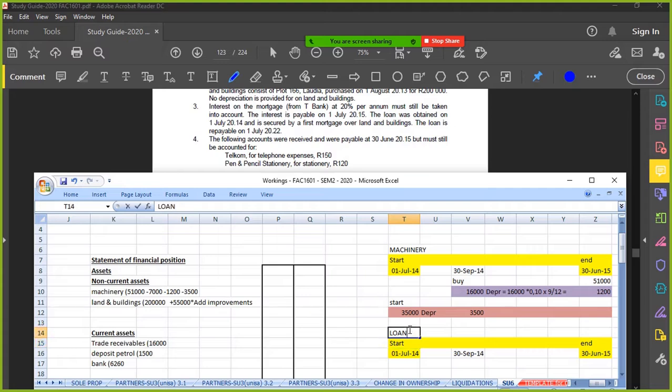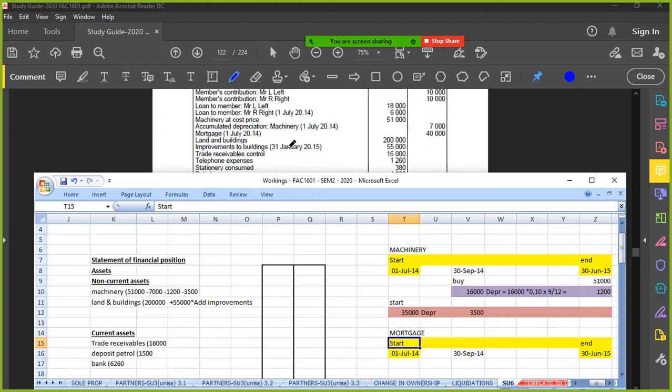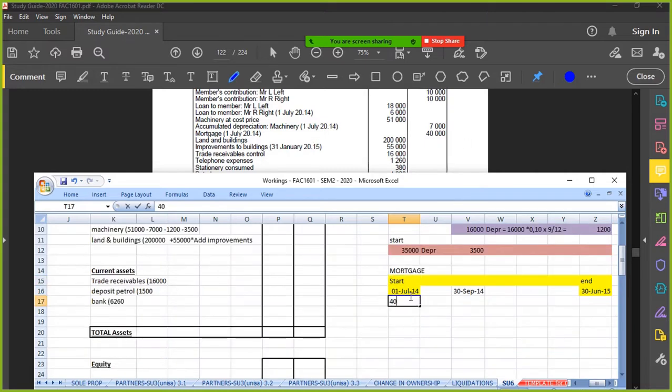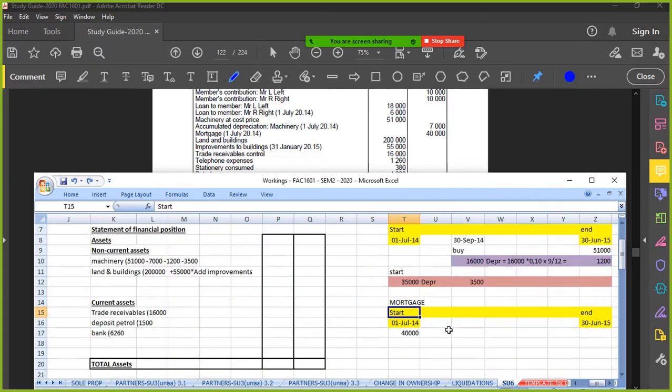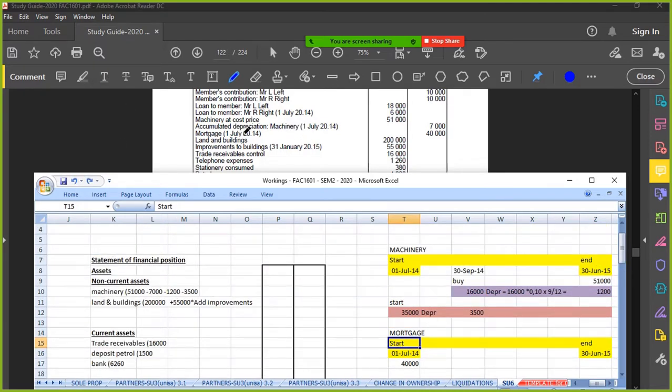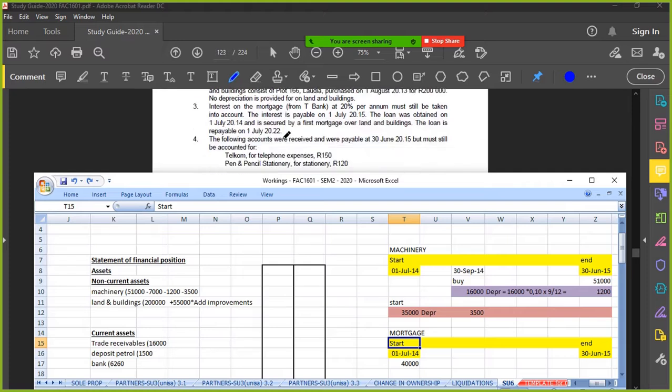Let's not write loan, let's write mortgage. But it could be a loan, it's a type of loan. Alright, so what is the mortgage? Go back, check. Where is it? Here it is. 1 July 2014, that's the start, not the end, right? Yes. Okay, delete. No, don't delete that one. Okay. Alright, was that it? Yes. Go and read the question again. Interest on the mortgage, 20%.